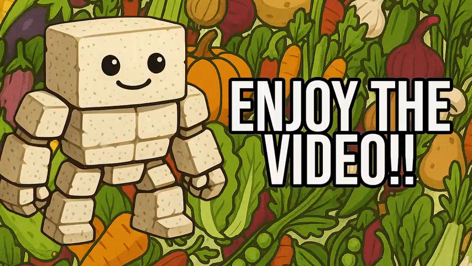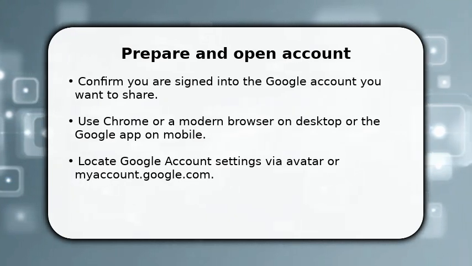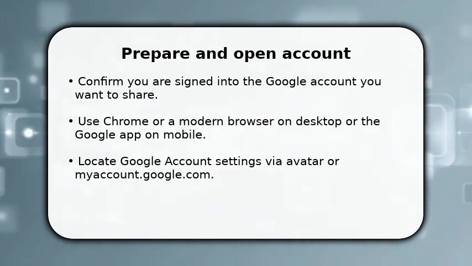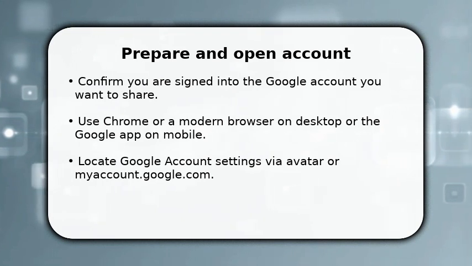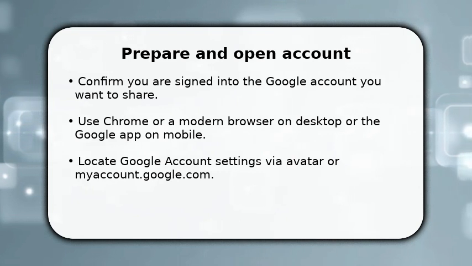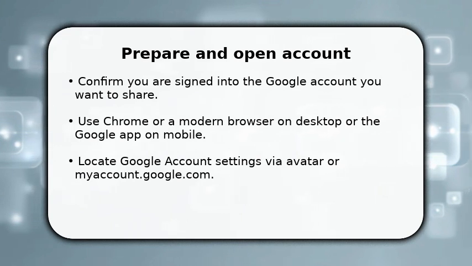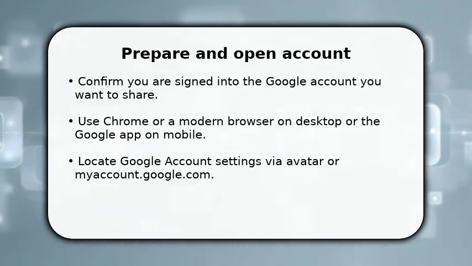Please enjoy the video. You start by confirming you're signed into the exact Google account to share. Once done, open your browser or Google app and go straight to account settings. This ensures you modify the right profile. Make sure two-factor options and recovery info are set because Google may restrict sharing without verified contact.